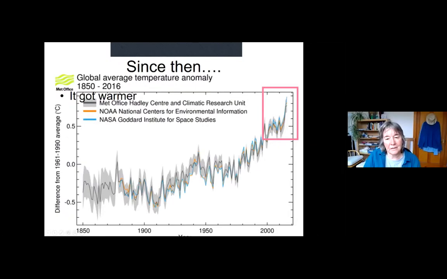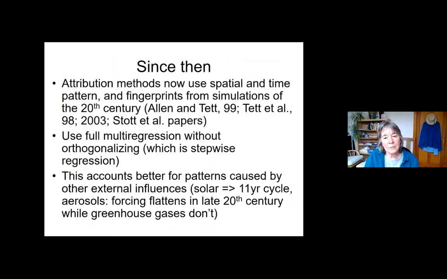And ever since we did this, and since we detected climate change, the planet has warmed a lot more, and as shown in this plot, we have had a lot more papers. Miles Allen has reframed the method, together with Sam and Ted, to use space-time patterns and fingerprints from simulations of the 20th century. We do a full multi-regression, so the orthogonalization has gone away, and we have lots more work accounting for lots more problems.